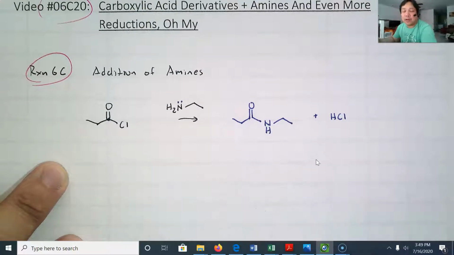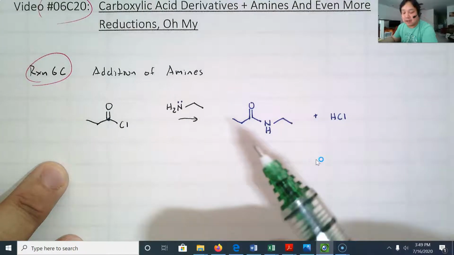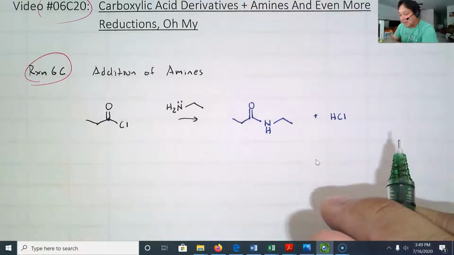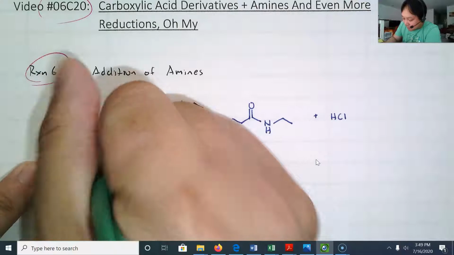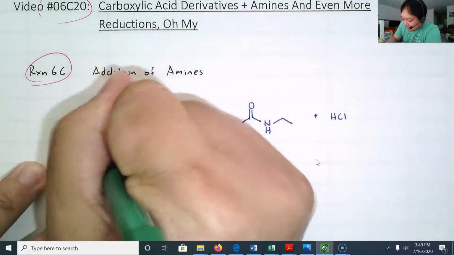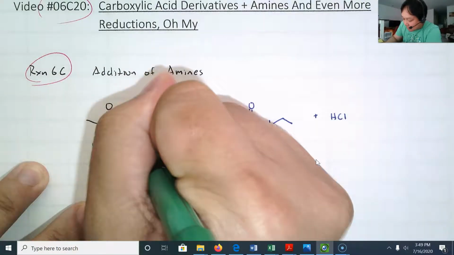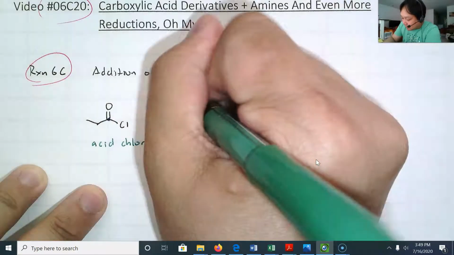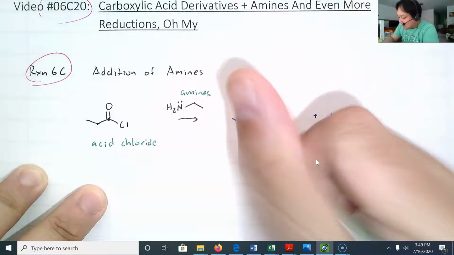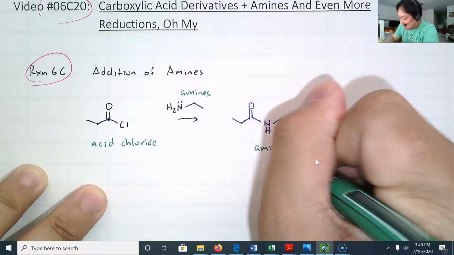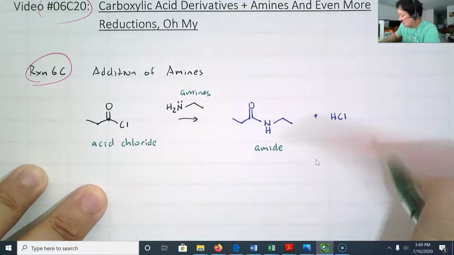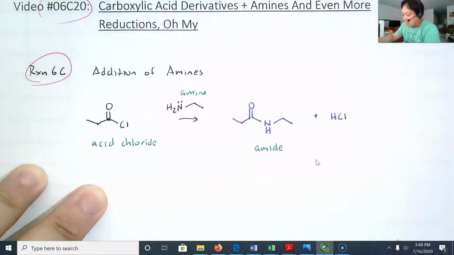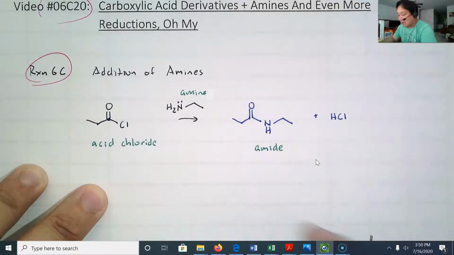To organize these reactions in your head, it's probably a good idea to be really adept at naming the class of molecules. Because what we could say here is that we could verbalize: acid chloride plus amines gives amides. Acid chloride plus amine will give an amide.